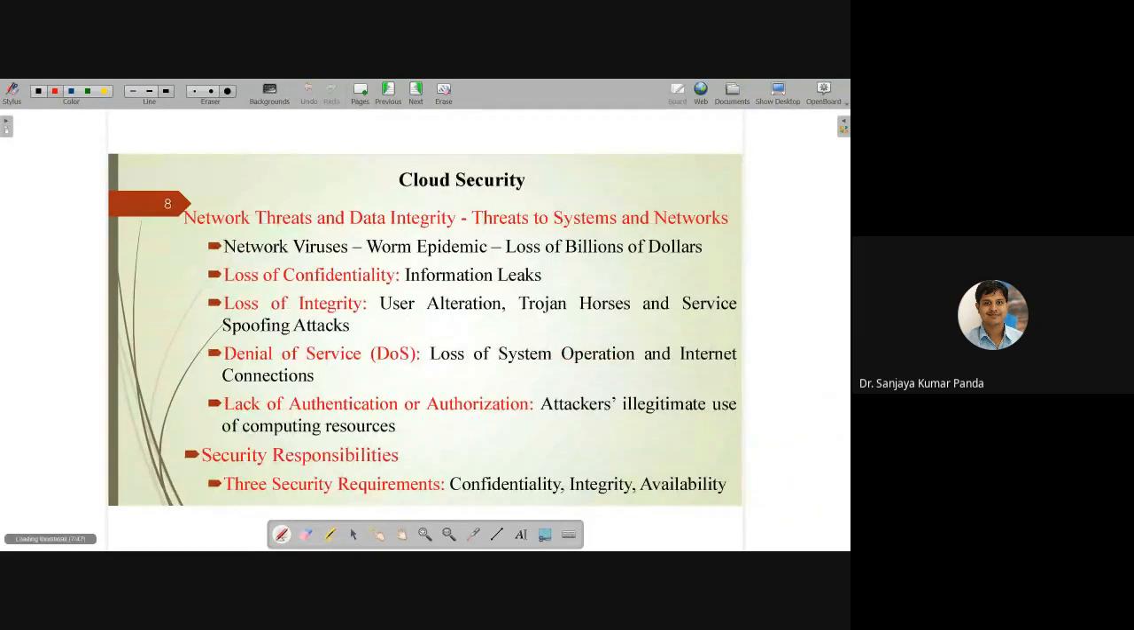But what happens if there is any threat or attack in our cloud network? It leads to violation of our confidentiality, integrity, as well as our availability. It also causes losses of billions of dollars. Like in the past, many people have launched attacks.